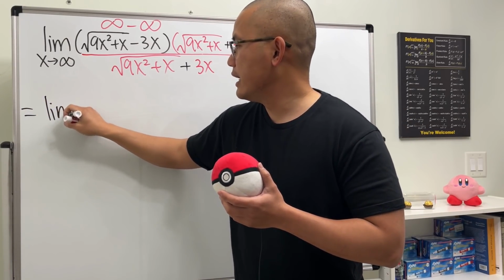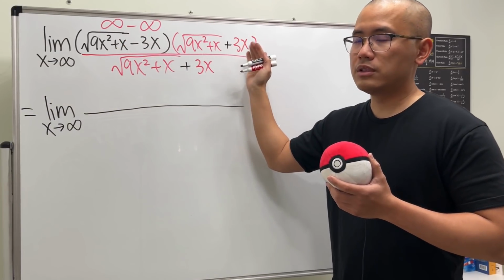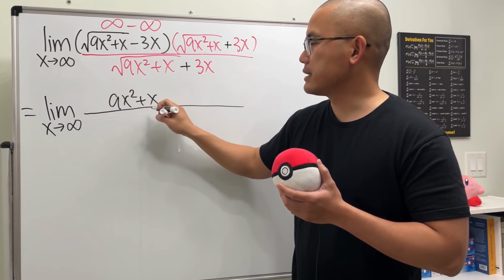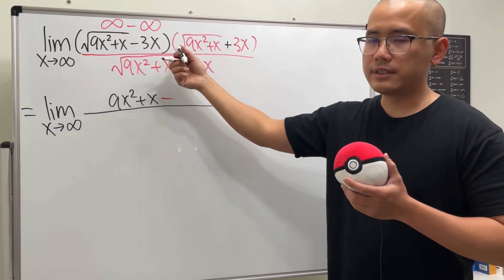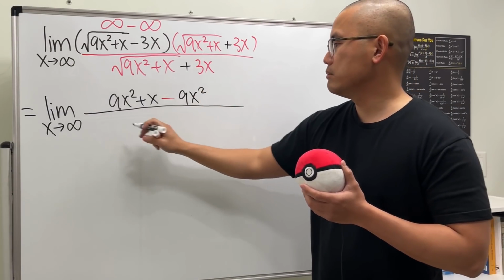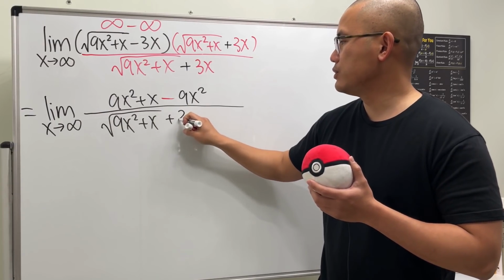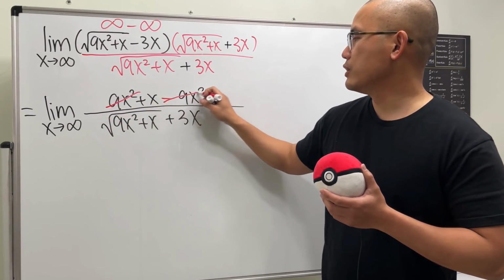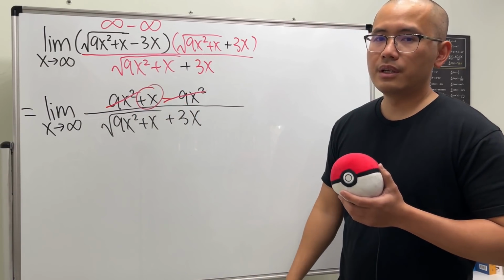Let's write down the limit as x approaching infinity. When we multiply the conjugates, we just square the first, so we will get 9x squared plus x. And then we subtract the second term squared. 3 squared is 9 and x squared, right? So we have 9x squared. And on the bottom, same thing, just leave it: square root of 9x squared plus x plus 3x. As we can see, this and that cancel each other out nicely. So on the top, we just have the plus x, so that's good.